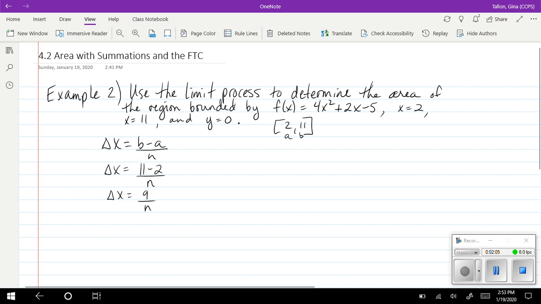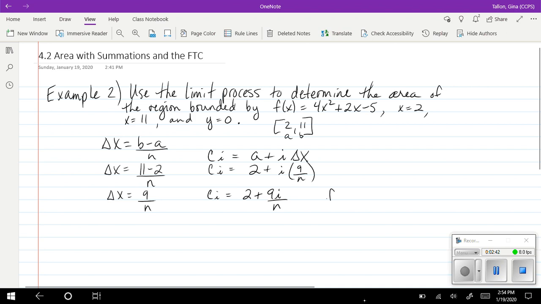I need now my c sub i, because I'm going to set this thing up so that we can have the limit as n approaches infinity of the summation as i goes from 1 to n of f of c sub i delta x. So I need my c sub i. C sub i is a plus i delta x. Since I know my a is 2 and I know my delta x is 9 over n, I now know that my c sub i can be written as 2 plus 9i divided by n. And that's really going to help me with my delta x.